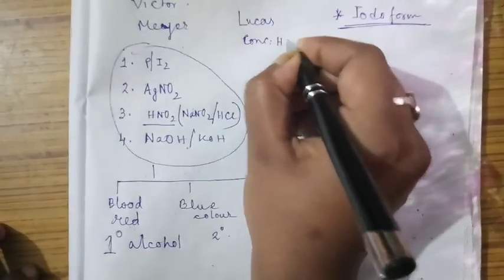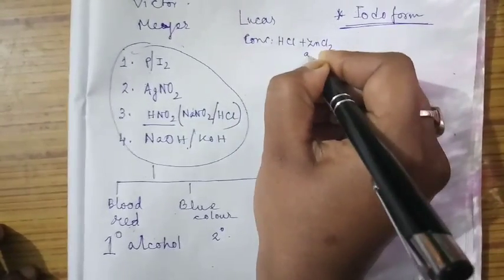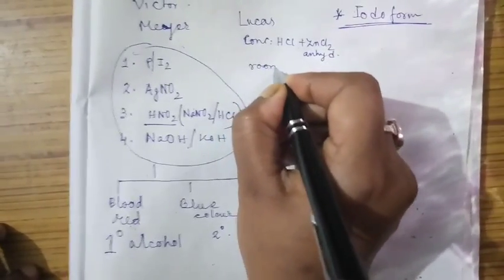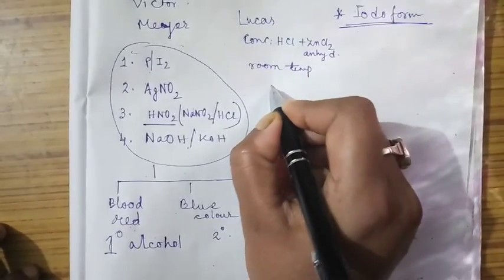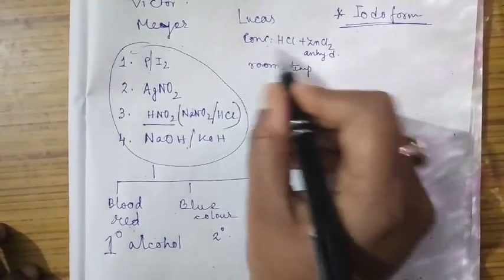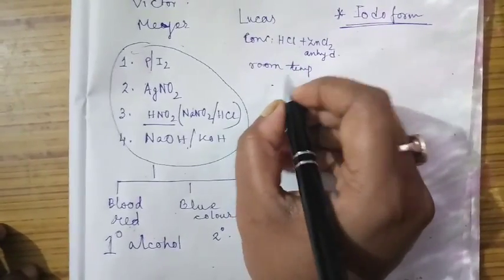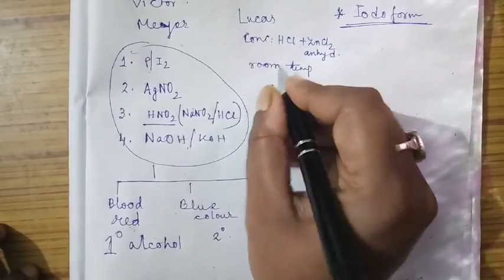Now Lucas reagent, all of us know, that is concentrated HCl along with anhydrous zinc chloride at room temperature. Condition is at room temperature. If turbidity appears, because if you add all this, then what you will get? Alkyl halide, which is insoluble, so you will get the PPT due to the formation of the PPT.